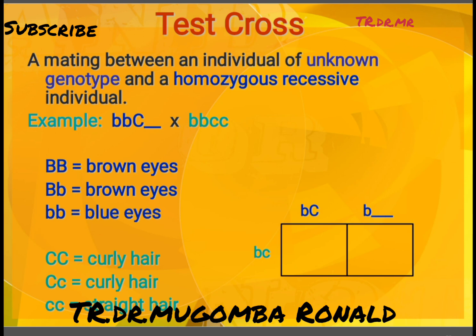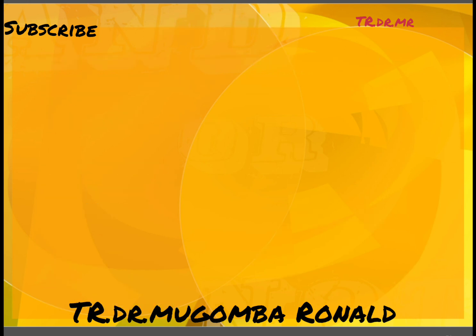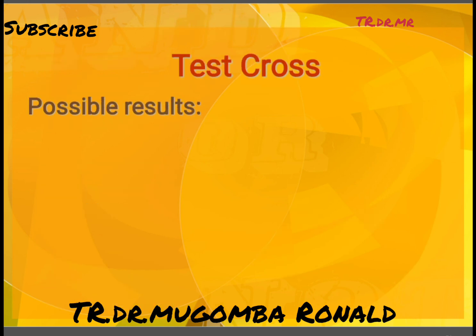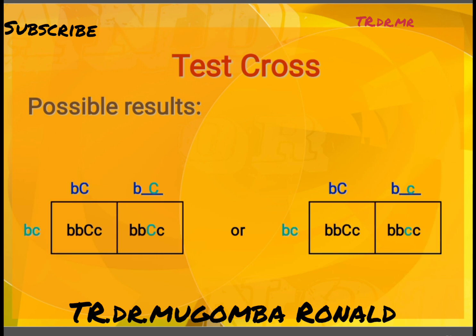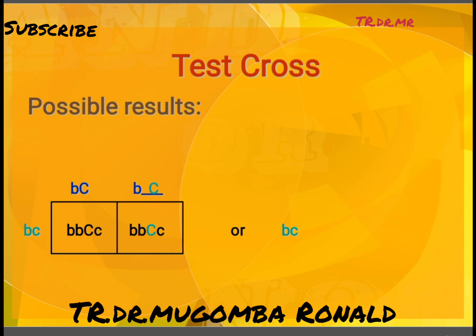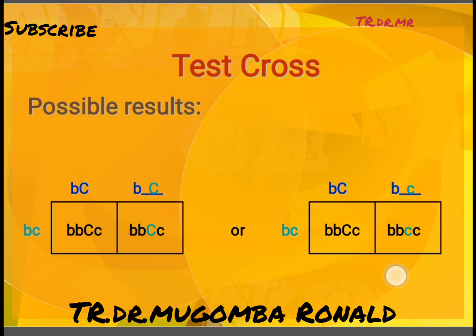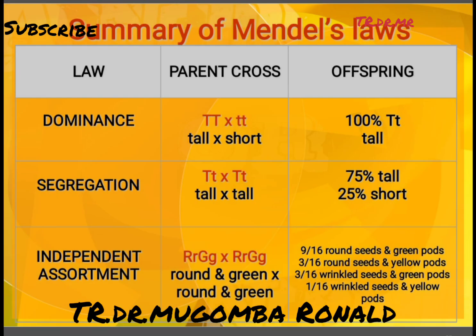Now, having noticed that, when we are carrying out a test cross, we want to ascertain the different possible results. So we can have possible results of this when we carry out a test cross. A test cross is usually carried out to ascertain the possible genotype of an organism that is exhibiting a dominant gene. Okay. Now, a summary of Mendelian laws.